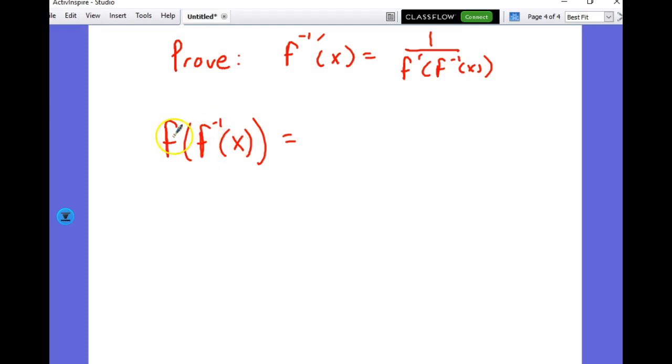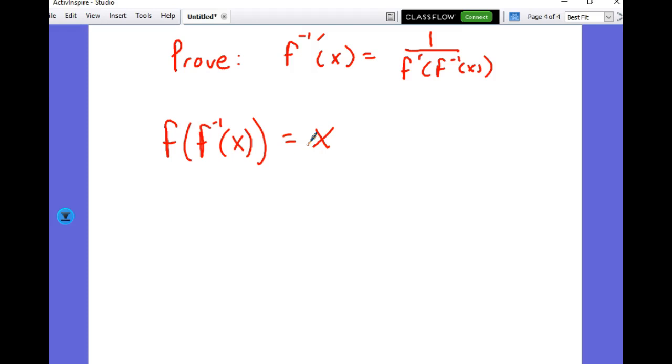inverse function into itself, if you plug the inverse of a function into the function itself, basically, you can think of it like the f and the f inverse cancel each other out and they just leave x. So this is your starting point, okay?